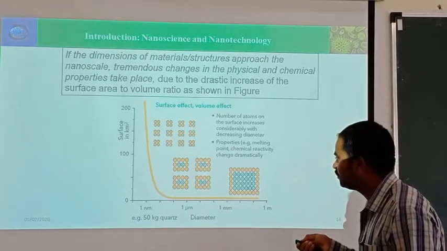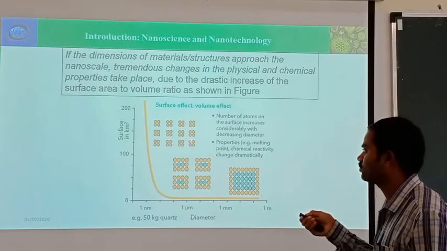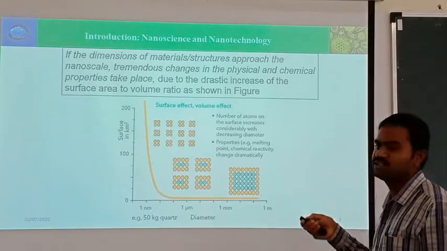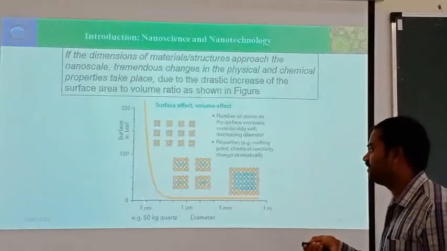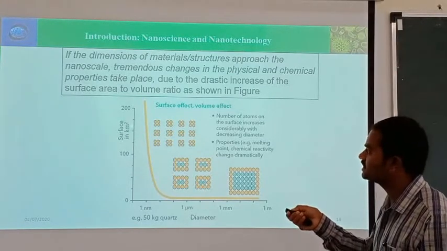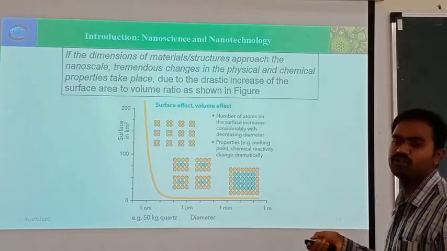Now again, you reduce or cut down this system into a smaller object. All atoms are present on the surface, in the range of around 1 nanometer. Then we can see here the surface area we can find out in terms of square kilometers.